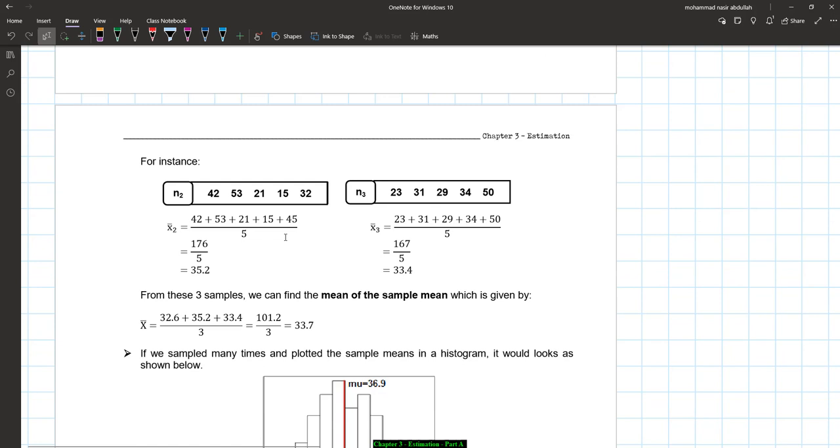So let's look at sample number 2. They take sample number 2, this is S2. So we take 5 observations.